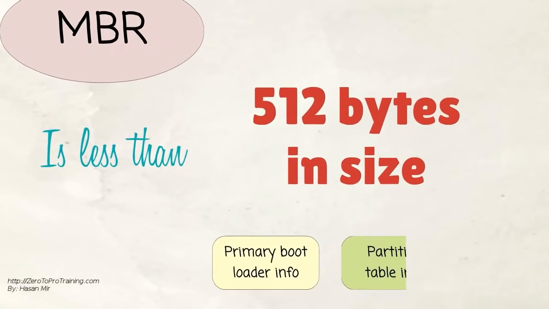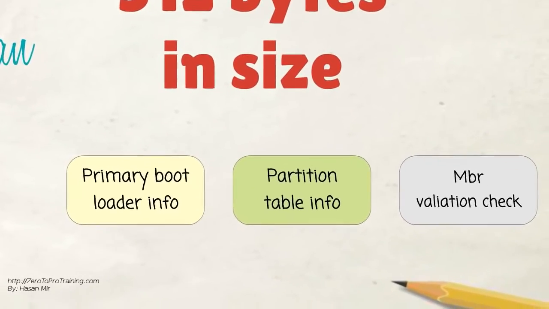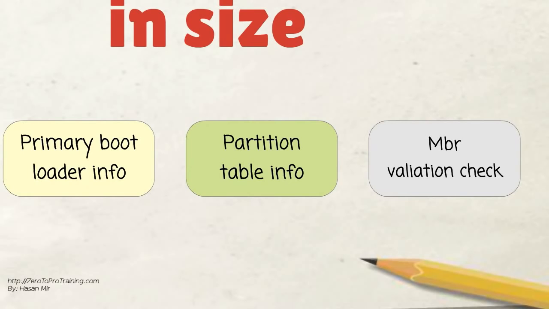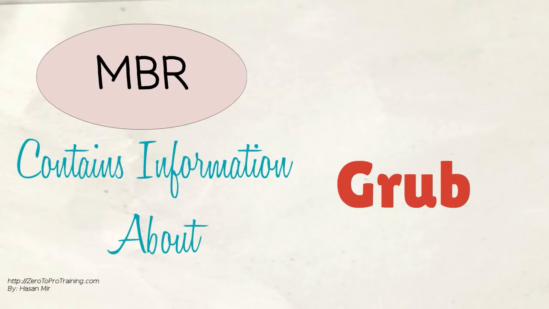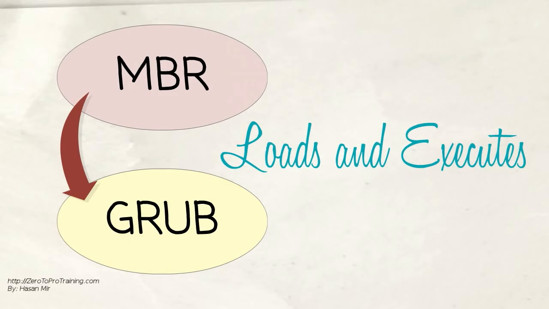This has 3 components. Primary bootloader info in the first 446 bytes. Partition table info in the next 64 bytes. MBR validation check in the last 2 bytes. It contains information about grub. In short, MBR loads and executes the grub bootloader.